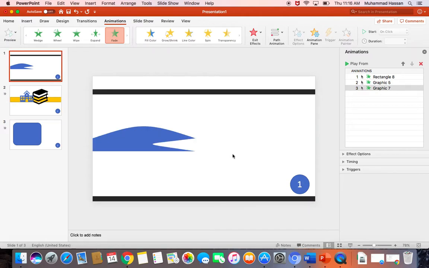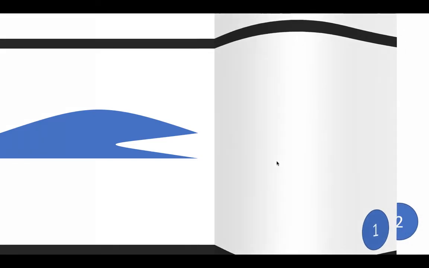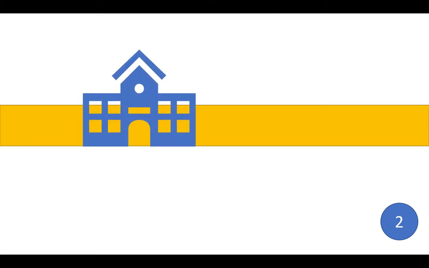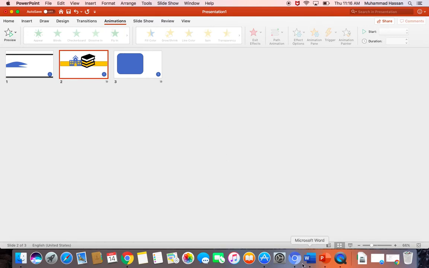Now, when I start the slideshow, you will see that those objects will not appear. Why? Because I have marked them that I want the yellow object first, then I want the building, then I want the books. And how I am doing that is by clicking. So no object, then I clicked here, then press the arrow key again, and again, and this is how it's appearing.